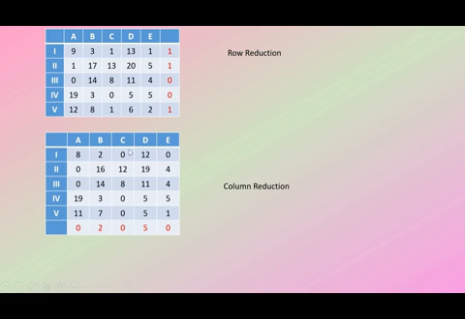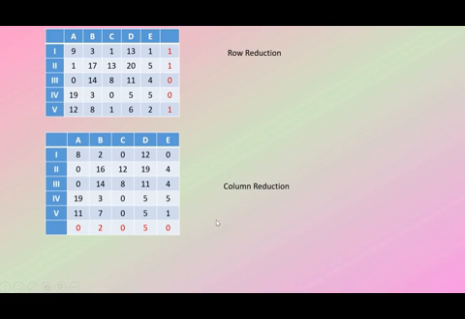Check whether all columns have zeros. No. Second column and fourth column do not have zeros. So I'll have to perform column reduction. So for column reduction, identify the minimum values. First column minimum is 0, second column minimum is 2, third column minimum is 0, fourth column minimum is 5, fifth column minimum is 0.